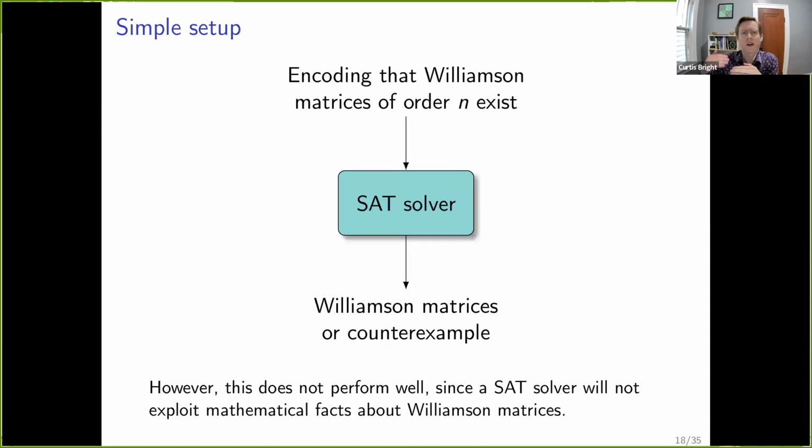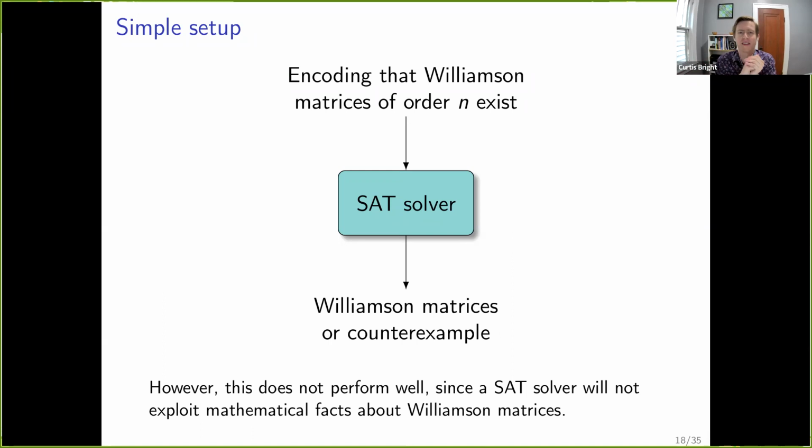So what would you do? You'd fix your order, generate the circuit, convert it into SAT, and give it to a SAT solver. Now there are multiple possibilities. The SAT solver could return SAT, which would be a satisfying assignment defining the entries in a Williamson set. Or the SAT solver would say UNSAT, and that would be a proof that Williamson's conjecture is false. It would be a counterexample: order n would have no Williamson matrices.